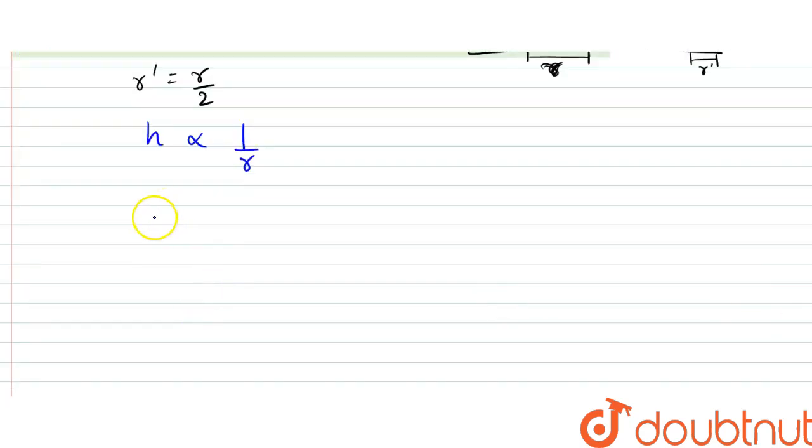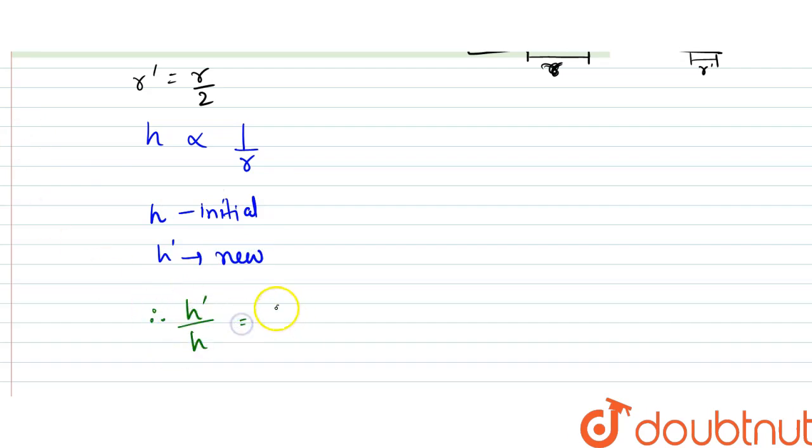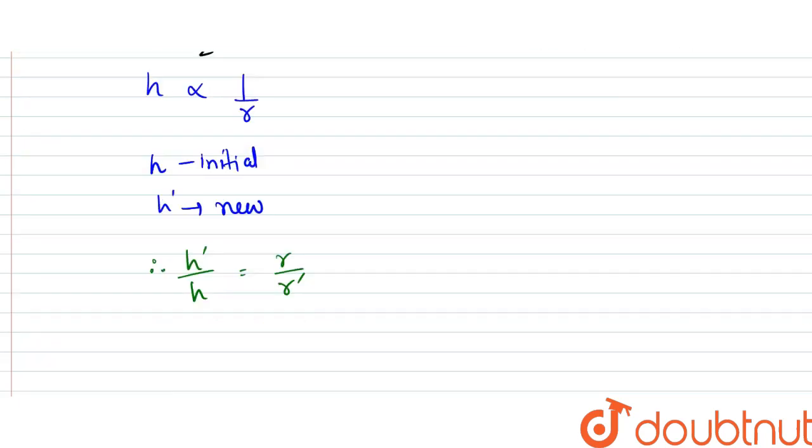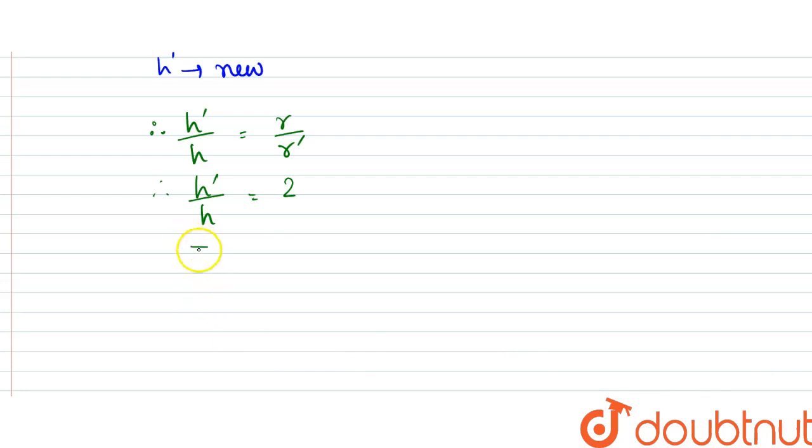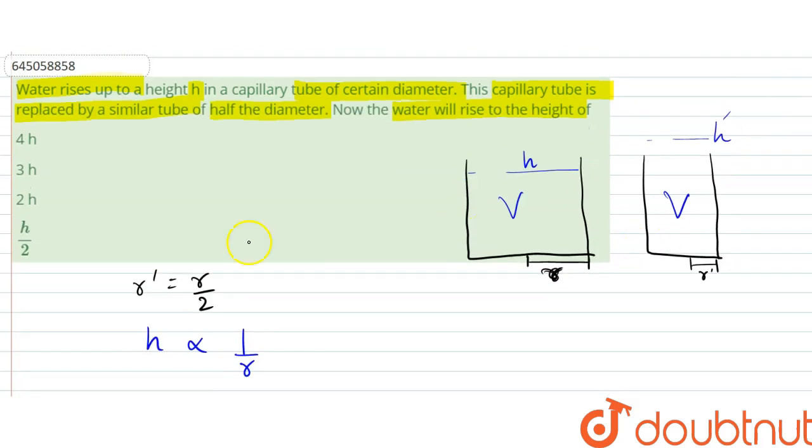So what we could say from here is that let h be the initial one, and h dash be the new one, correct? So therefore, h dash by h can be written as r by r dash, right? Since r dash is r by 2, therefore h dash by h can be written as 2 times r by r. So that would get cancelled, so it would be 2, right? So from here, h dash would turn out to be equal to 2h. That means the height would get doubled, right?